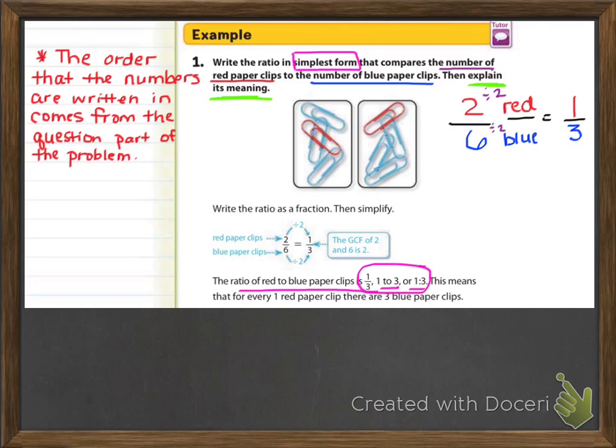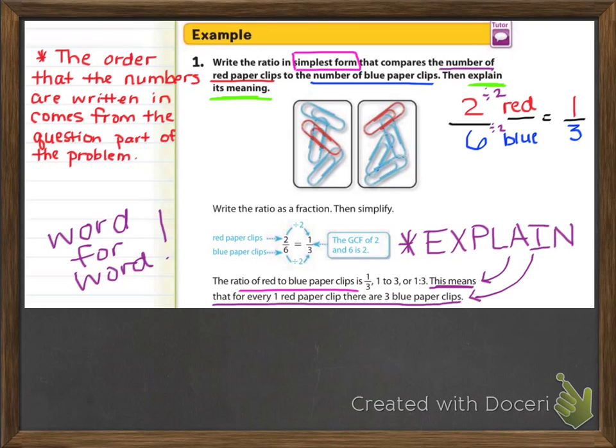But then here's the important part, and I'm actually going to erase what I just wrote here a little bit. You don't need to erase it. I just wanted to erase it so as not to distract from the important part. This means right here, this means that for every one red paper clip, there are 3 blue paper clips. So put a big star right there and write the words explain. Let me explain to you that you need to write it like this, word for word. So it says this means that for every 1 red paper clip, there are 3 blue paper clips. So 1 to 3, or there's 1 red for every 3. None of those are acceptable. It needs to be word for word. That's why I wrote this big explain right here.